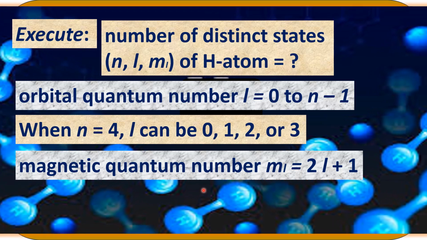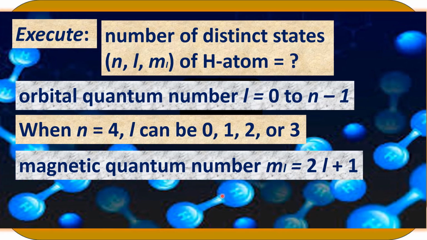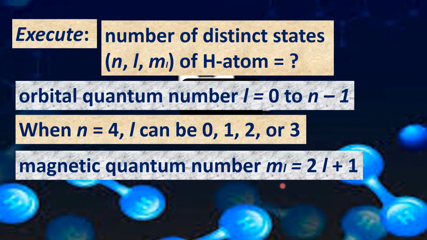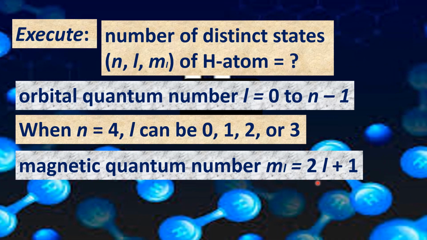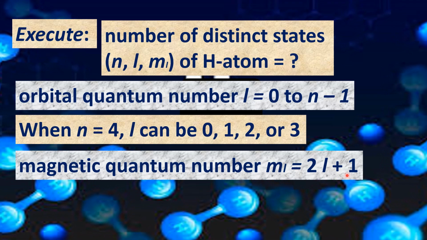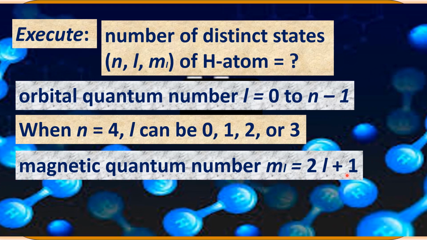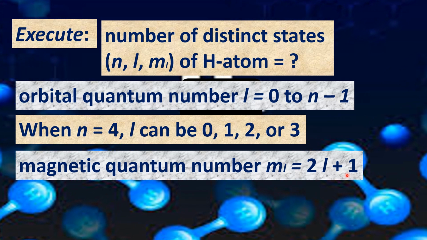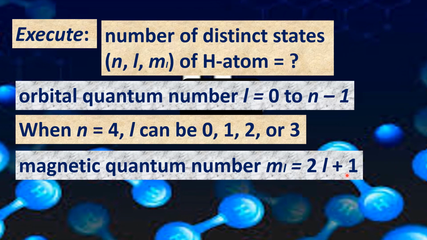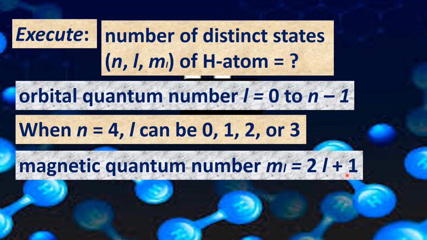Now, for the magnetic quantum number, m sub l, using the formula 2l plus 1. So 2l plus 1 gives us the number of magnetic quantum numbers. In chemistry, that's also called the number of electron orbitals.